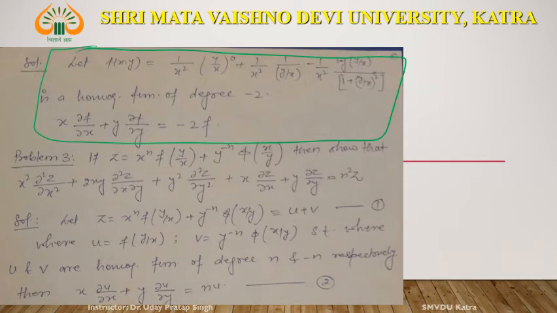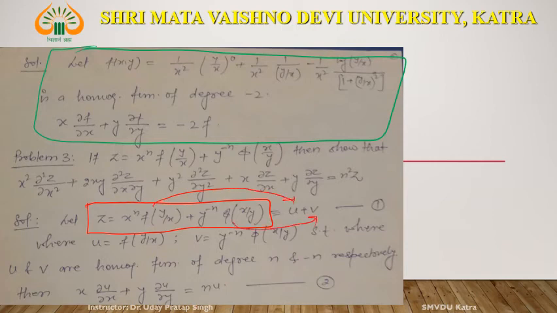2xy ∂²z/∂x∂y, y² ∂²z/∂y² plus x ∂z/∂x, y ∂z/∂y is equal to n² z, right? Then, see, z is equal to this. This is given. Now consider this is u and this one is v.